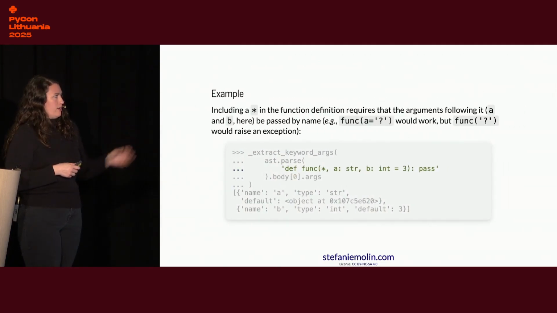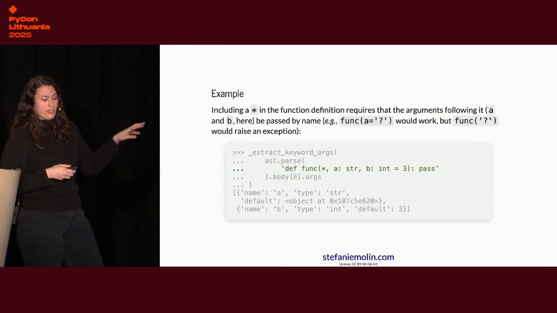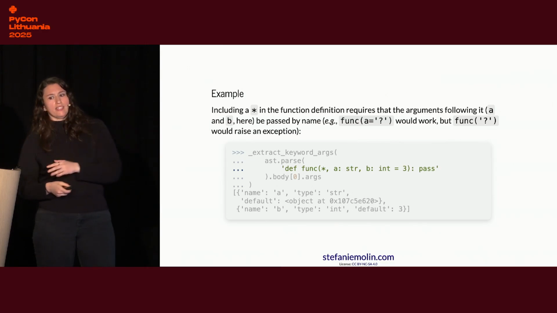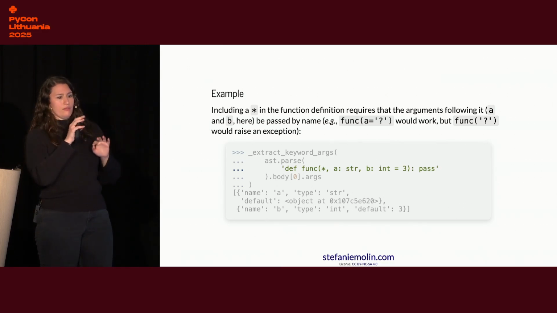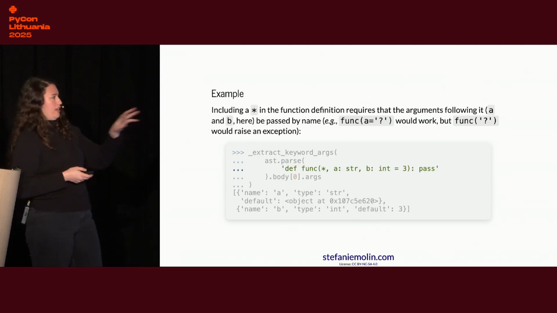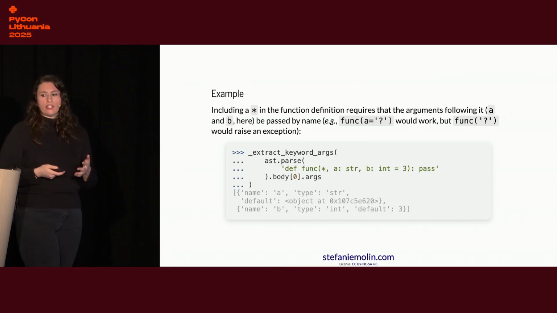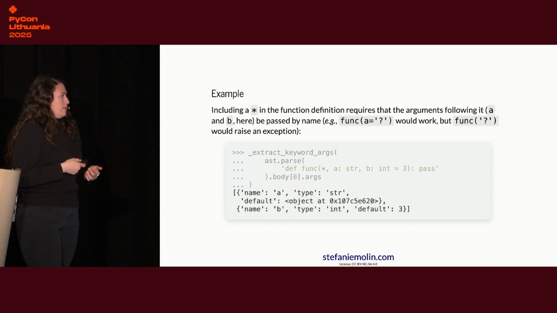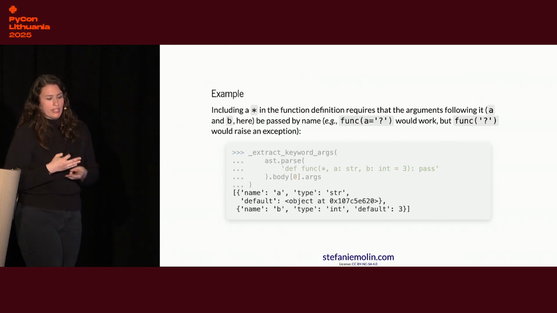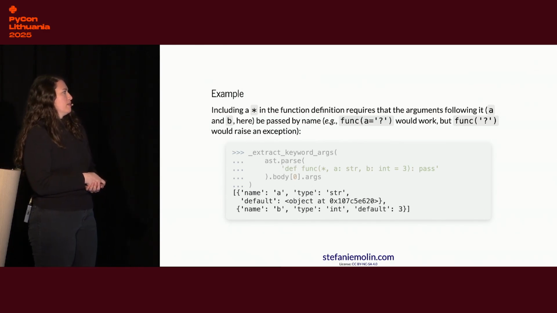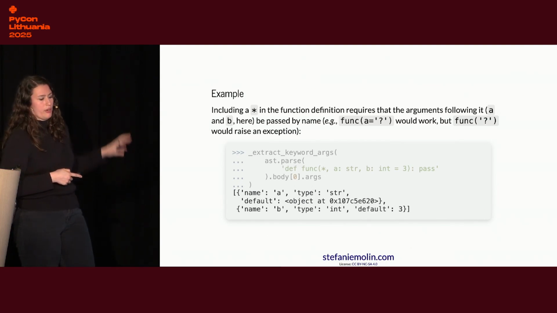So if we then call our logic on a function that uses keyword-only arguments, and again, if you weren't familiar with this, if you put this asterisk here, everything after this must be passed by name. So now you can't say func(1), it will not work, right? You have to say func(a=1), or a string of 1, right? So if we pass this into that function that we just created, then we can see that we have 2 values being extracted. We have a is a string, it has no default, and then b is integer with default 3. So this has been parsed.